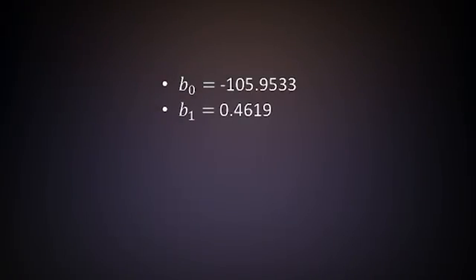It is interesting to point out that the fitted line is slightly different from the one we saw before. In particular, the intercept B0 is now minus 105.95, and the slope B1 is 0.4619. This is because here we only use the training set to fit the line. In general, when we use different subsets of the data to fit the model, we will get slightly different coefficient estimates. Therefore, the cross-validation result likely depends on how we split the data into training and validation sets.